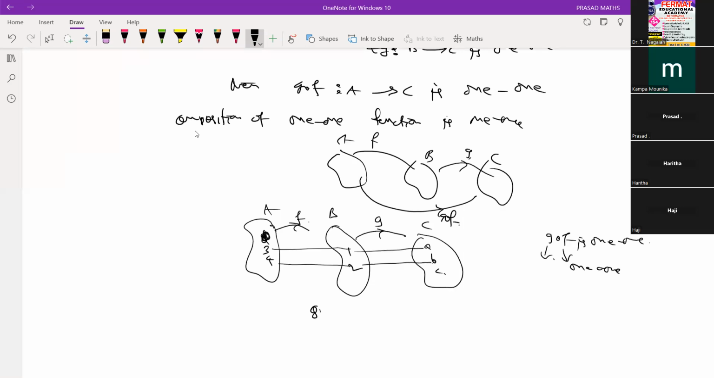Okay, what is g circle of 3? g circle of 3 is equal to: 3 goes to 1, 1 goes to a. g circle of 4 is equal to g of f of 4. What is f of 4? 2. What is g of 2? b. So definitely distinct elements of a have distinct images.